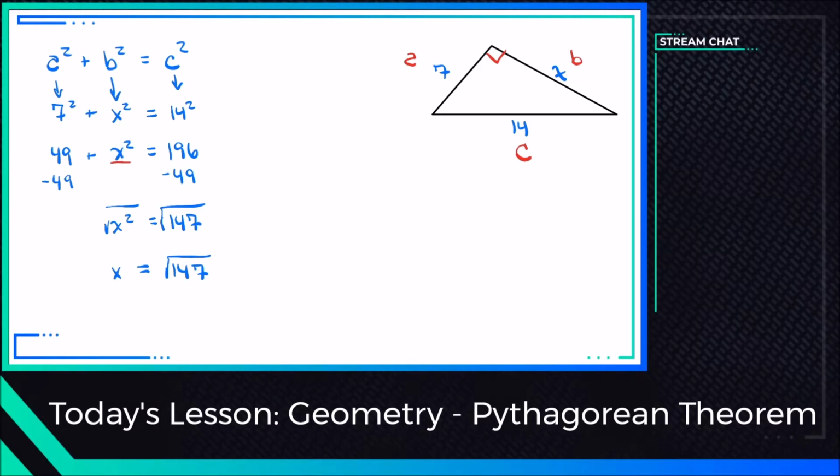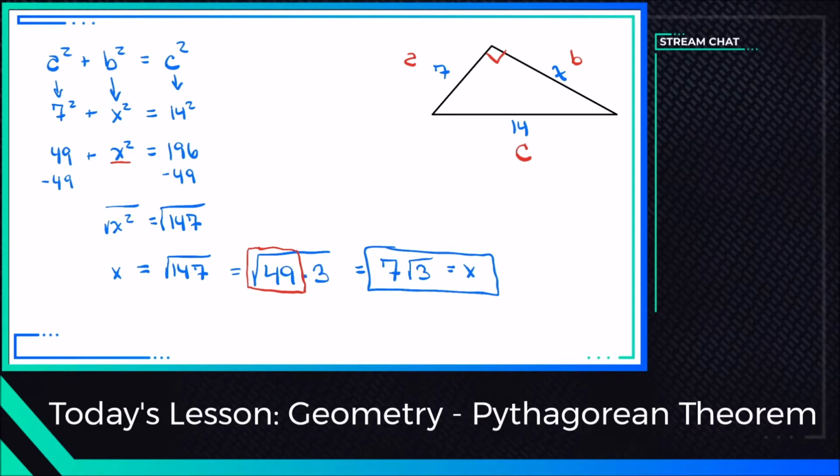And what we can notice here is that 147 is actually equal to 49 multiplied by 3. And now we can actually take the square root of 49, and the square root of 49 is going to be equal to 7. And we are left over with our square root of 3. So that long side b up here is actually equal to 7 root 3.